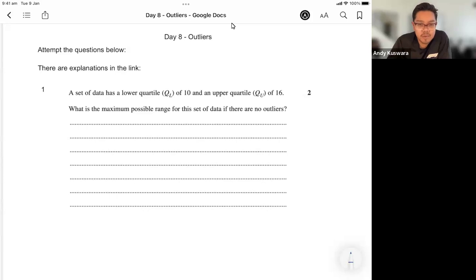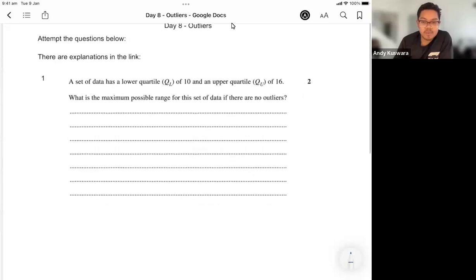Okay, a set of data has a lower quartile of 10 and an upper quartile of 16, so QL and QU, for lower and upper. What's the maximum possible range for this set of data if there are no outliers? Okay, so here's what we need to do. It always has to do with your IQR. Your interquartile range is your upper quartile minus your lower quartile. My upper quartile this time is 16 and my lower quartile is 10, so I can see that my interquartile range is 6.